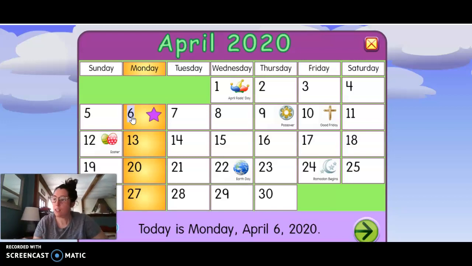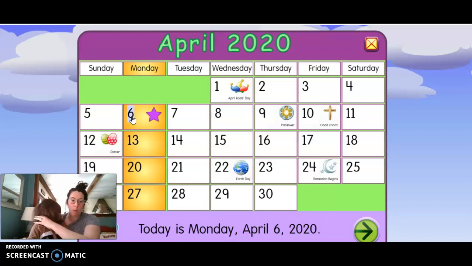All right, let's do Weather Watcher, Weather Watcher. What do you see? What do you see? Tell us what the weather's like. Tell us what the weather's like. Won't you please? Won't you please?